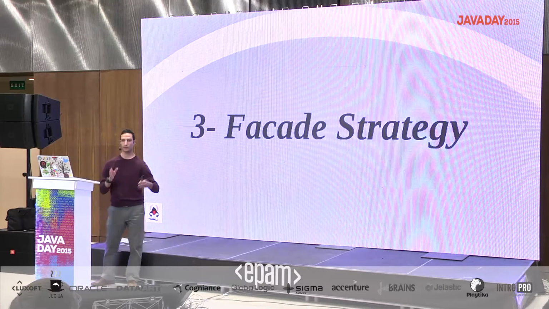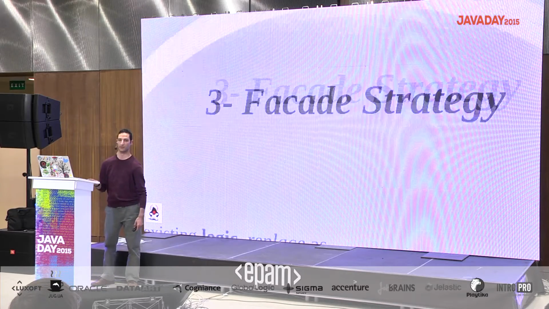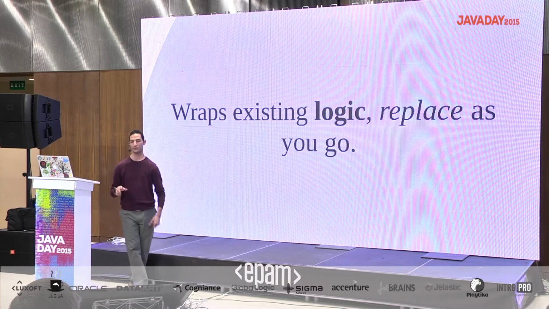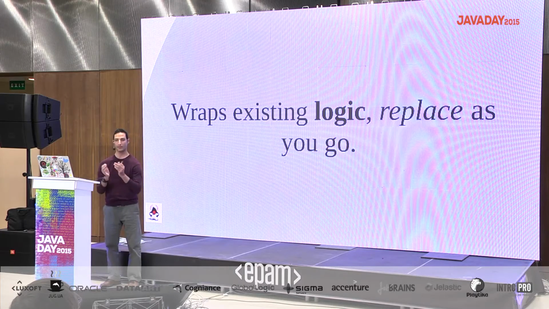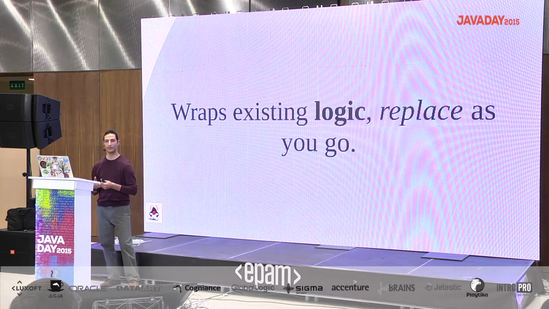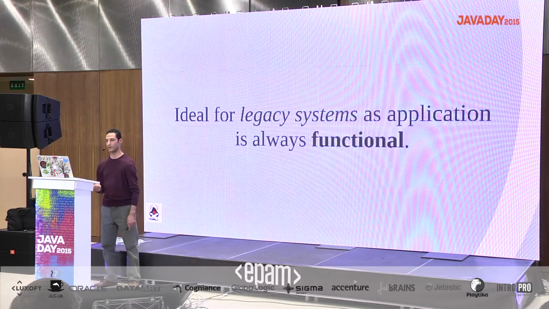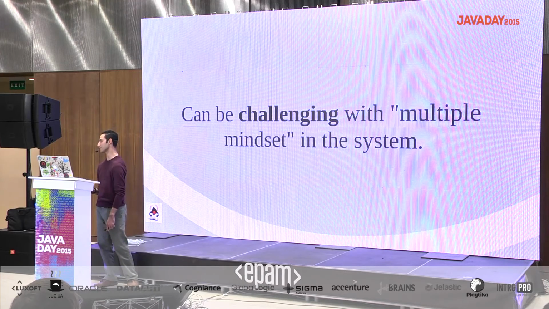The middle ground between both is the facade one. For legacy systems, especially those up and running without any problems, the facade is the best way to expose your services. You just wrap existing logic and expose it, and replace it as you go. Ideal for legacy systems, as the application is always functional, no problem. But the main problem can be challenges with multiple mindsets in the systems. This is the main challenge.